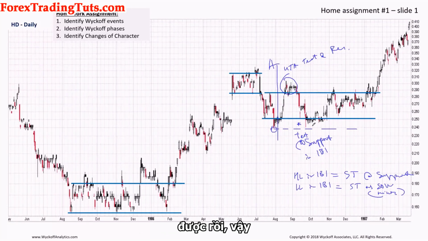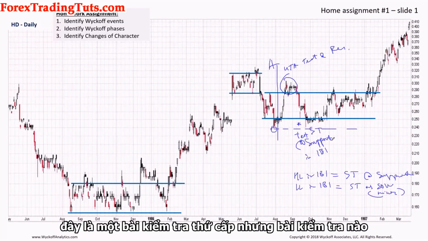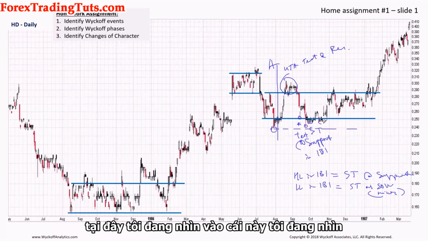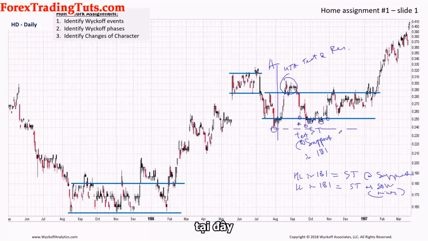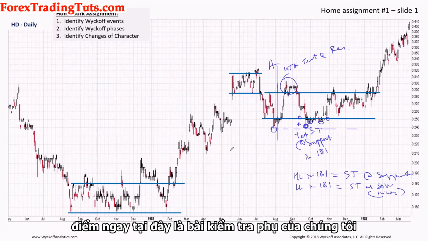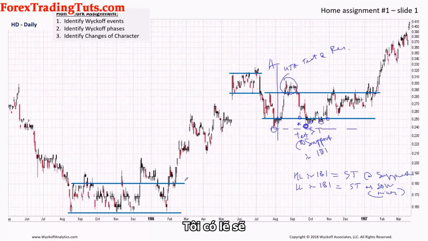Okay, so this is a secondary test, but which one? There are quite a few here. I would say the second one, the one you marked, where the price reaches the lowest point among that cluster of tests. Got it. So Rama is saying that this point right here is our secondary test.